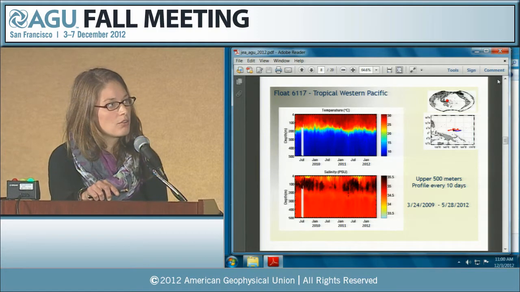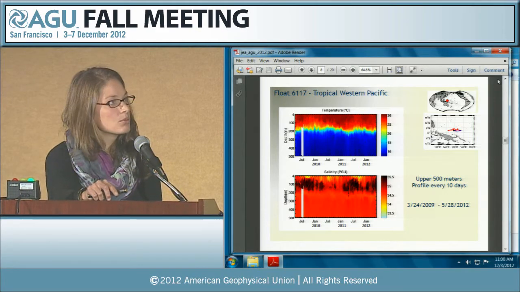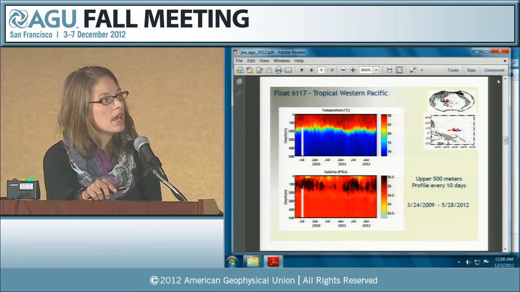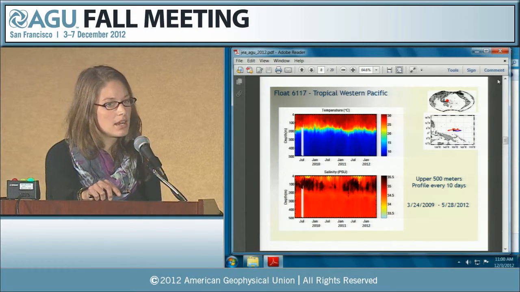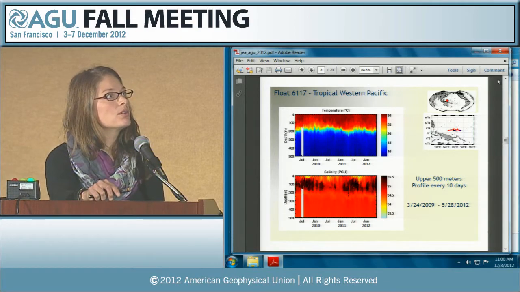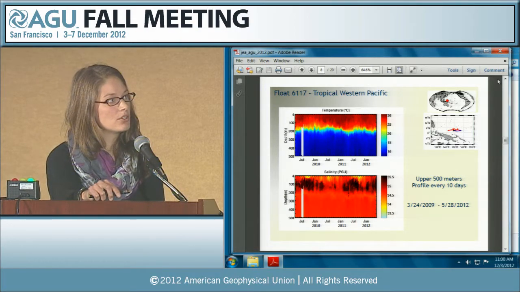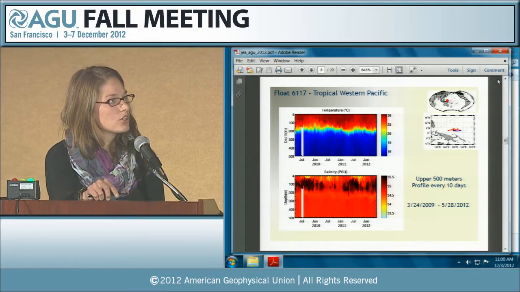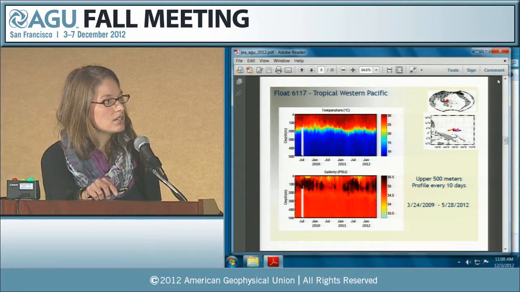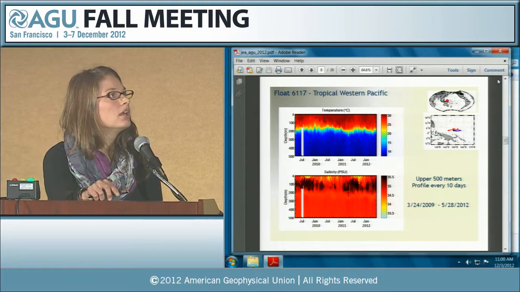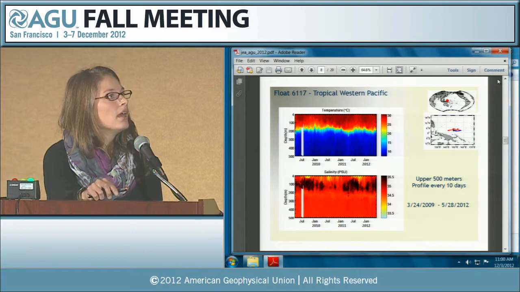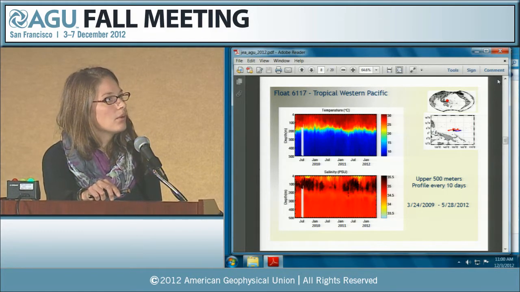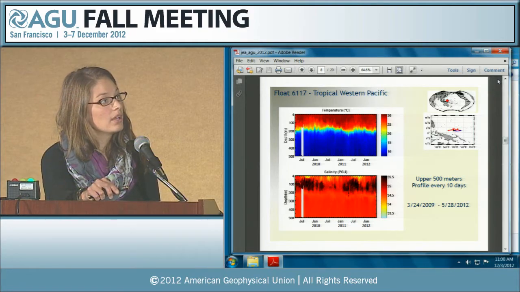So shown here is data from float 6117, which was deployed north of Papua New Guinea in March of 2009. This is data from the primary SBE41 unit from 4 meters to 500 meters. We can see approximate annual cycle in warming with temperature and freshening in July due to rainfall, which is modulated by El Niño and La Niña events. Likewise, we can see the presence of barrier layers with the thermocline being deeper than the halocline.